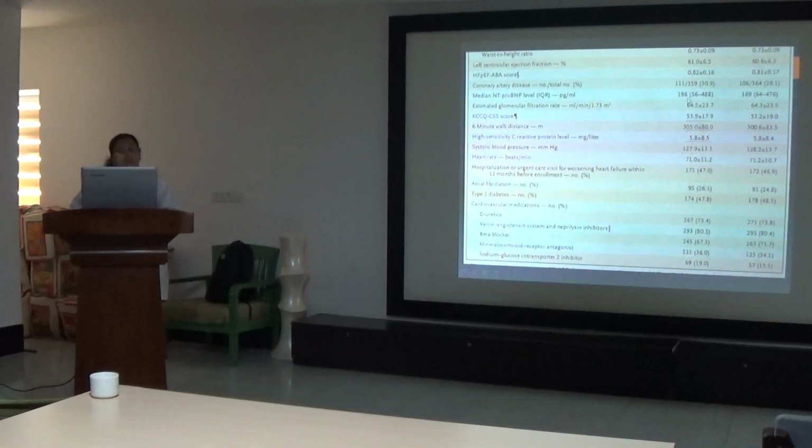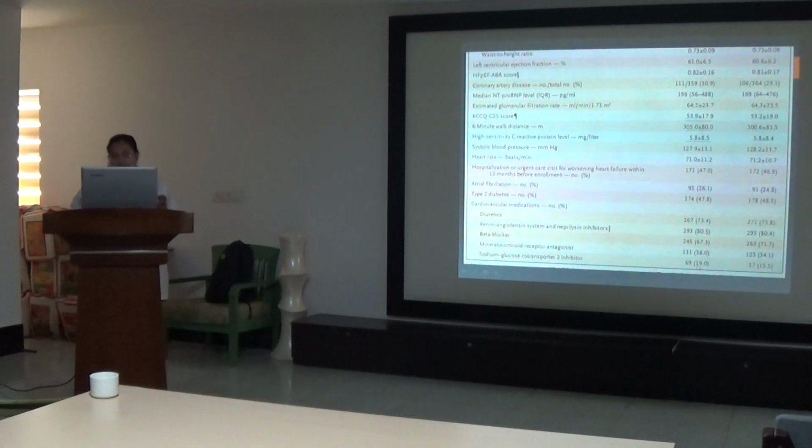NT-proBNP level was actually less than 200. So all those patients that were included were not having high NT-proBNP levels, but there were other signs which were showing that there were elevated LV filling pressures. The 6-minute walk distance average was 300 meters and hsCRP average was 5.